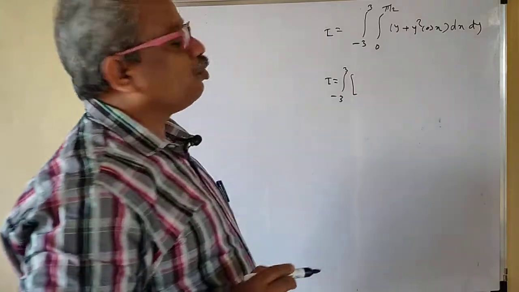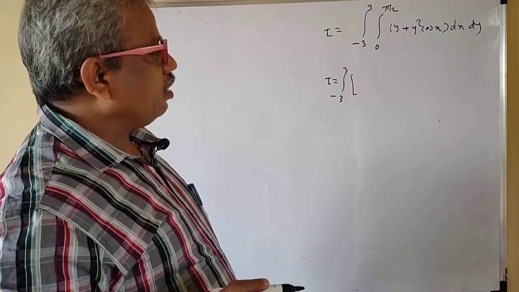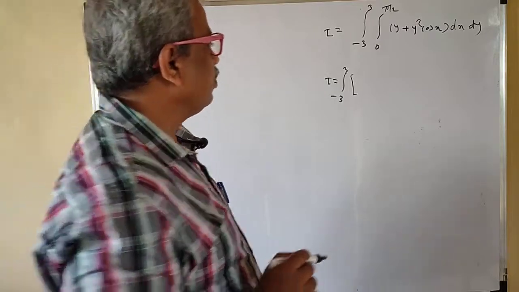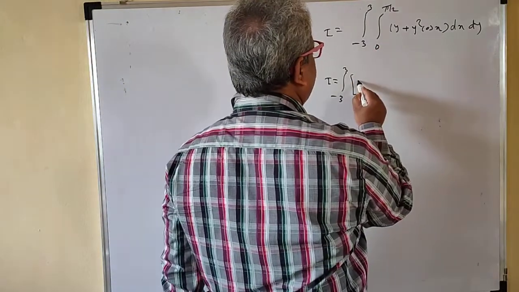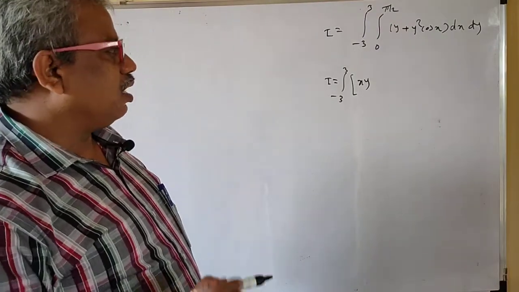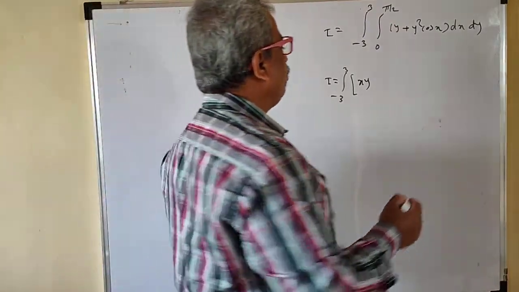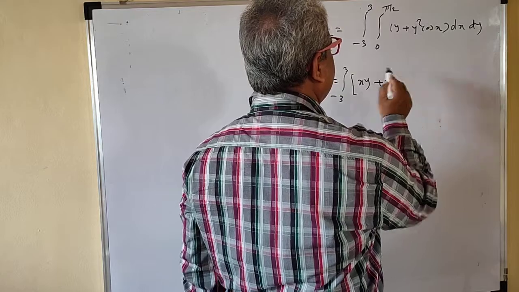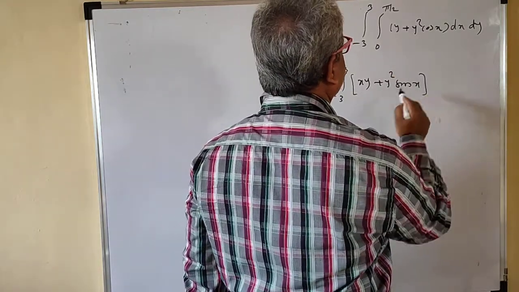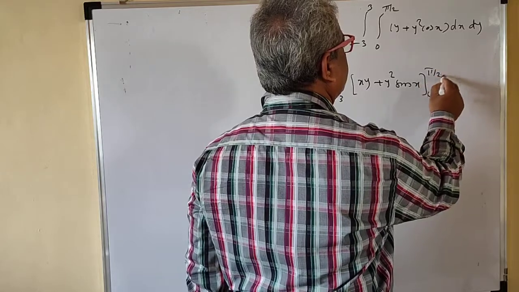We'll integrate this with respect to x. So note that you are integrating with respect to x, that means you have to keep y as a constant. So y is constant here. Integration of the constant is that constant times the variable x, plus y square as it is, and integration of cos x is sin x, 0 to pi by 2, dy.